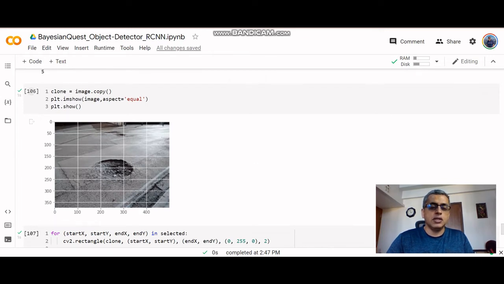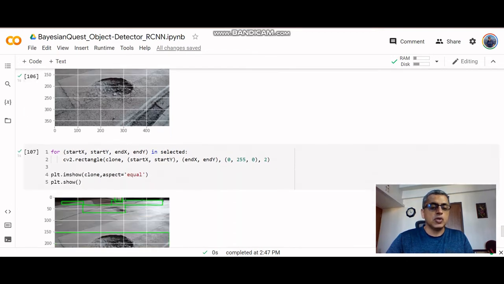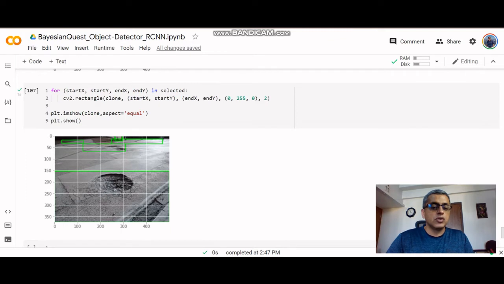So this is the original image. You can see there is this whole region where there are potholes, and there is some region here also. Let's see how well the non-maximum suppression has worked here. So this is it. You can see that it's pretty well represented. There is this big box around this whole region, which is what we want.